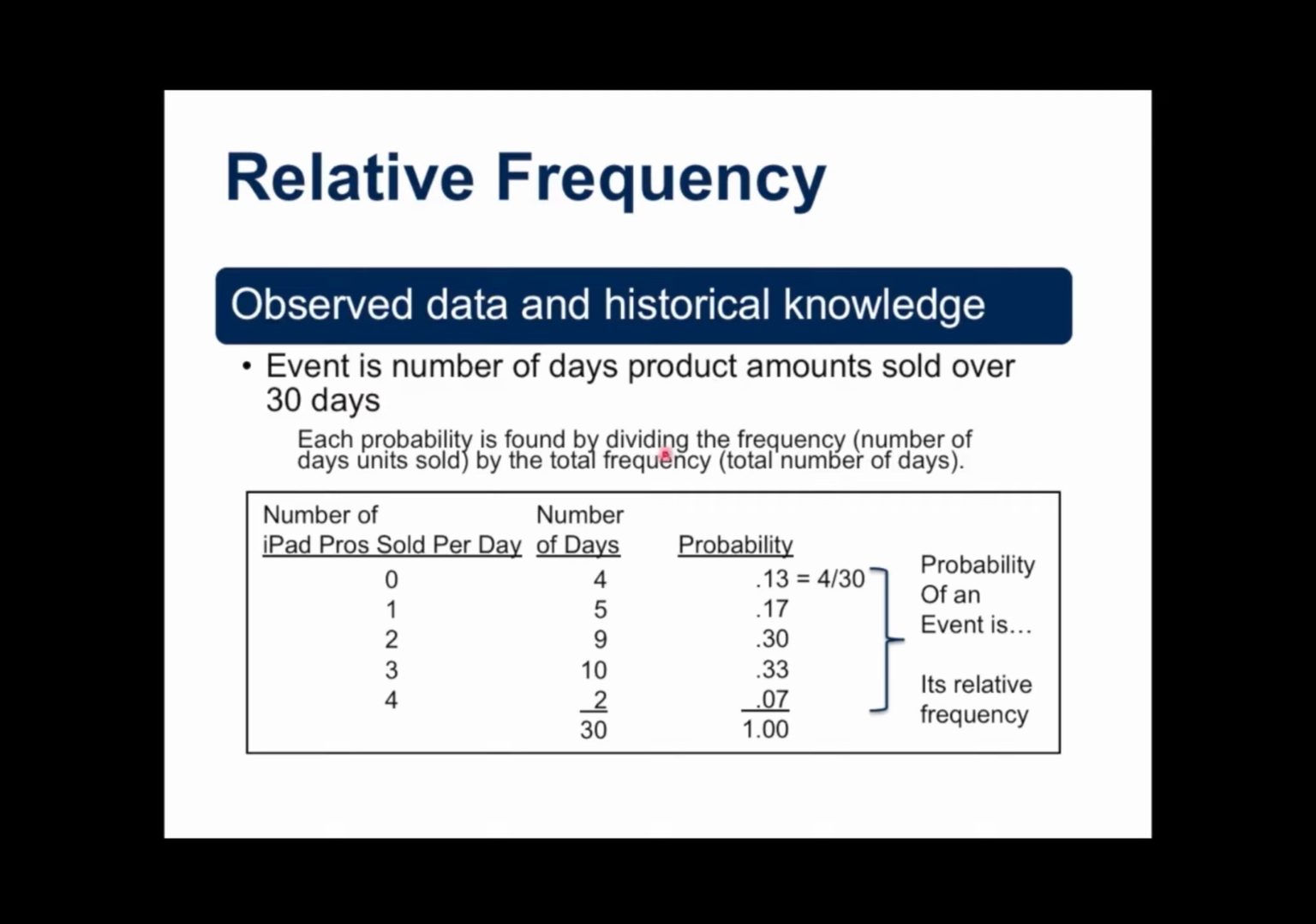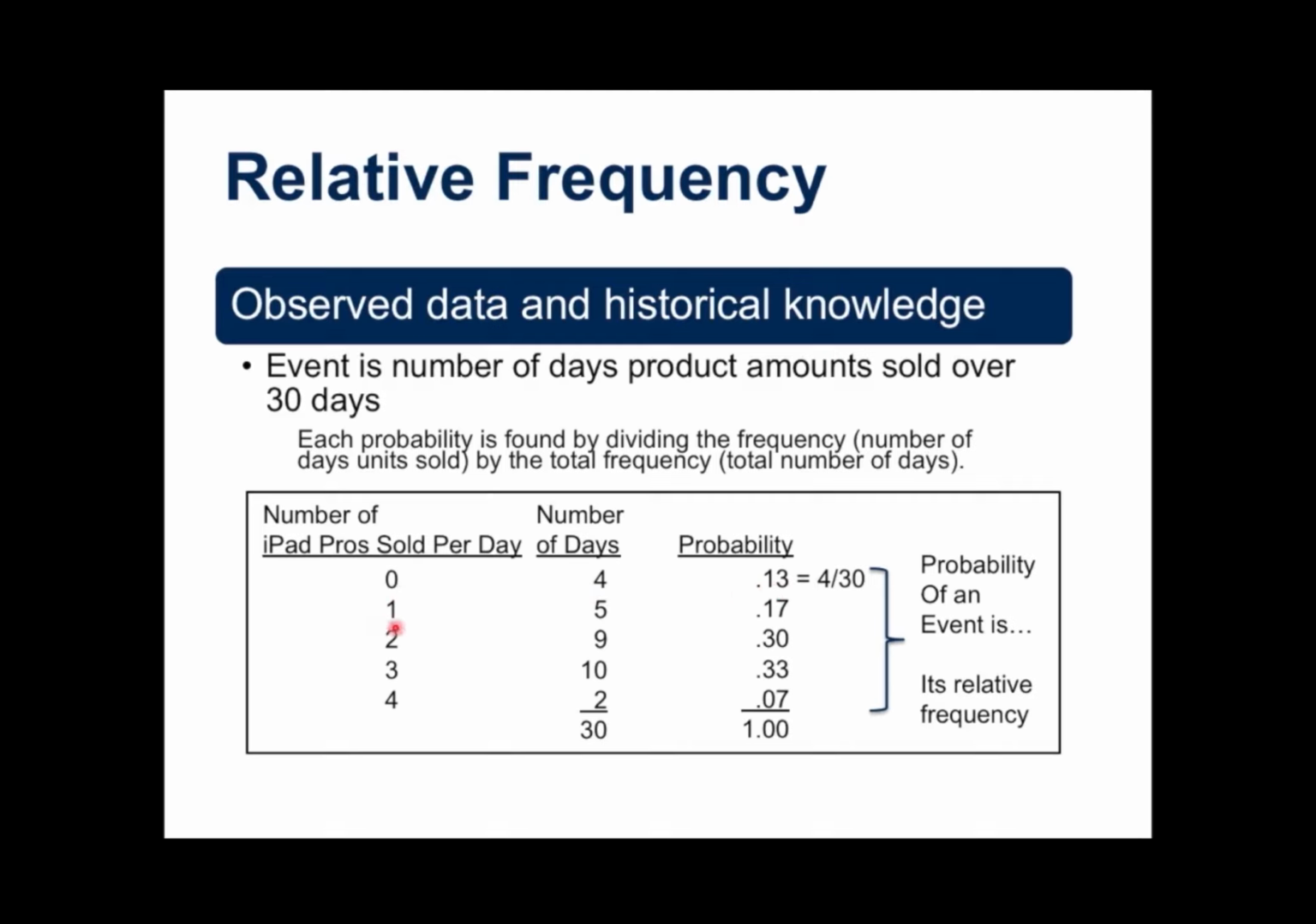And the probability is going to be found by dividing the frequency, the number of days that certain number of units sold, by the total frequency, total number of days. So let's look at this example here. I'm selling iPad Pros, and in the month, 30 days that I've observed this, I saw these outcomes. I sold no iPads 4 days in the month. And if I take 4 and divide that by 30, the probability that I would sell 0 iPad Pros in the month is actually 0.13 or 13%.